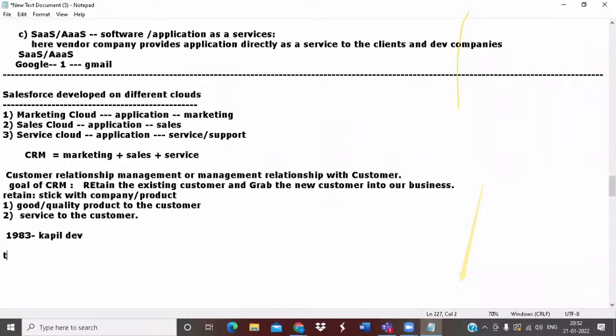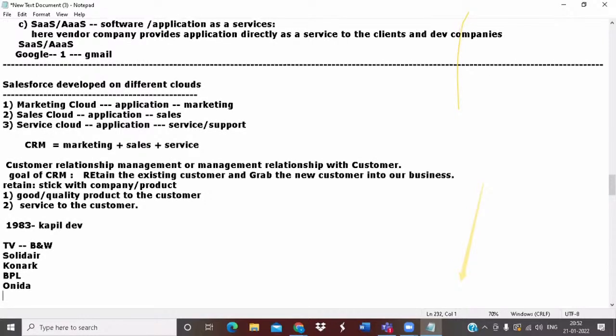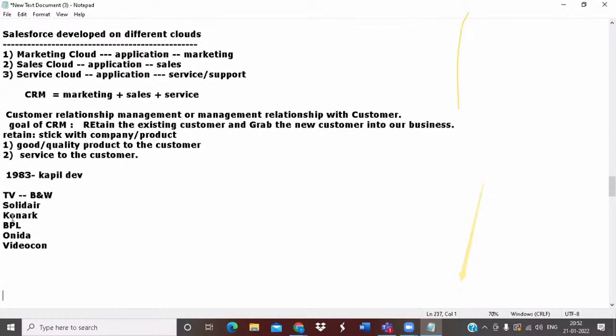So very few people had TVs. Yes or no? But what kind of TVs? Black and white TVs only. Does anyone remember the TV company names? BPL, Solid, Konark TV, EPL, Onida, Videocon. These are very old companies. Yes or no? Tell me why these companies are not available in the market. Nowadays, the TV market is completely dominated by Sony, LG, and Samsung. Yes or no?